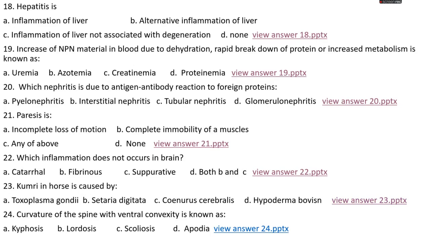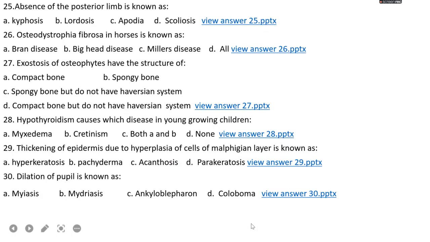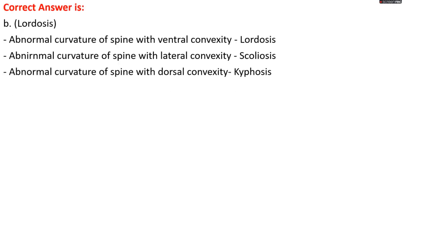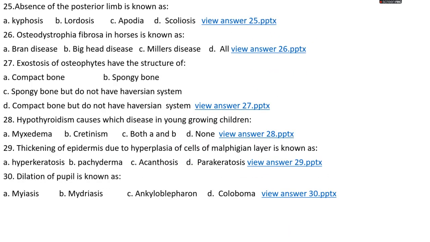Okay. Question number 24. Curvature of the spine with ventral convexity is known as option A, kyphosis, option B, lordosis, option C, scoliosis, option D, apodia. The right answer is option B, that is lordosis. Abnormal curvature of the spinal cord with ventral convexity is known as lordosis, whereas lateral bending of the spinal cord is known as scoliosis, and dorsal bending of the spinal cord is known as kyphosis.